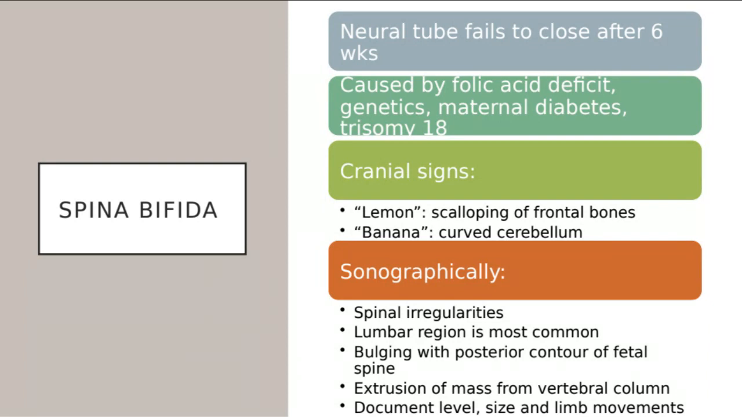On ultrasound, we're going to see spinal irregularities, typically in the lumbar region. We're going to see bulging of the skin at that region where this is occurring. We are also going to look to see, okay, what does that bulge contain? Does it contain fluid? Does it contain echogenicity? Does it contain solid tissue? Depending on what that bulge and that herniation contains, that's when we're going to have different types of spina bifida.